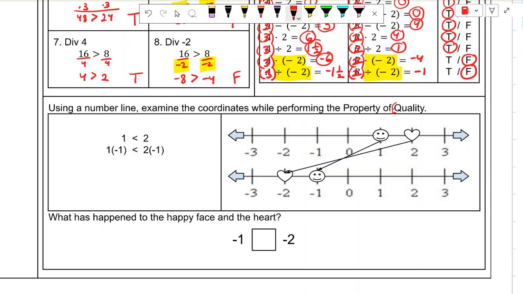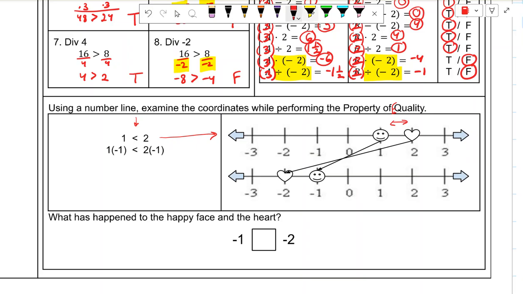Okay, let's take a look at what's going on. In this statement right here, we have 1 is less than 2, and it is. We don't have a problem with that. We can see it right here in this top number line. 1 is less than 2 on a number line. The heart is worth 2, and the smiley face is worth 1.